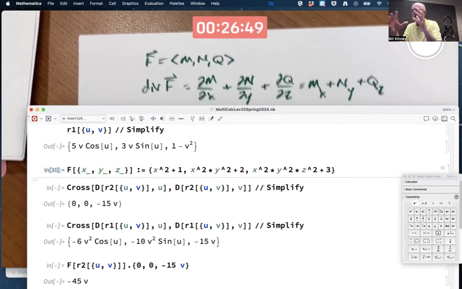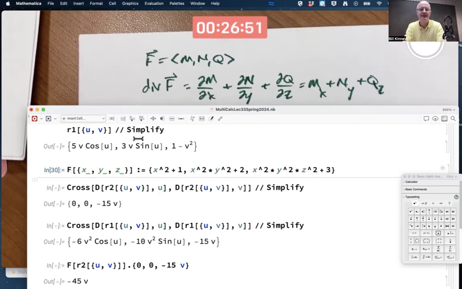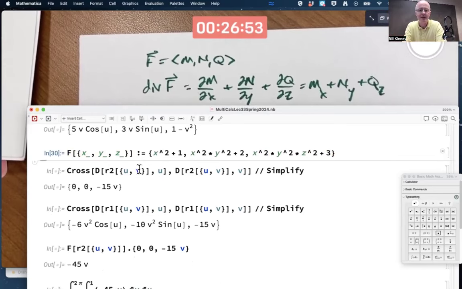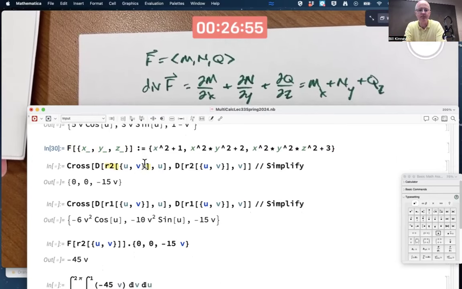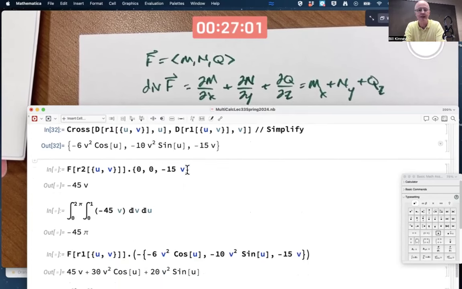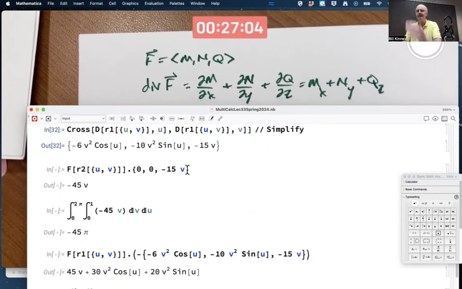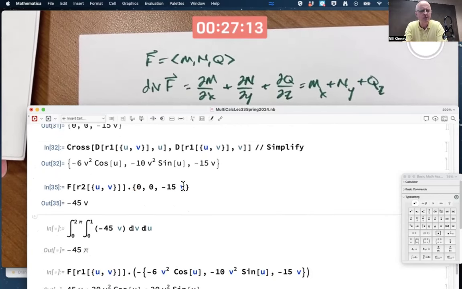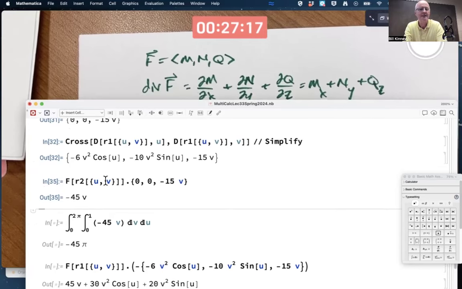Same surface, same parameterizations. So these cross products are still the same. Those are still the same. But these dot products are different. For R2, which again is the bottom, why is it giving me the exact same thing? That's strange.